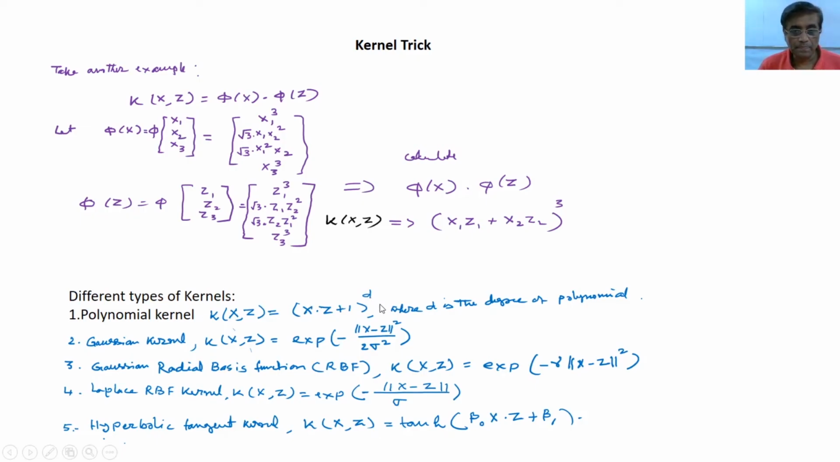Of course, depending on the nature of the samples, you will have to choose your kernel judiciously, and the efficiency of your support vector machine will depend to some extent on that. So this is called the kernel trick. We don't require phi anymore. Any of these standard kernels will do the same job.